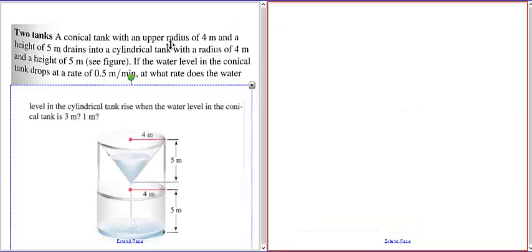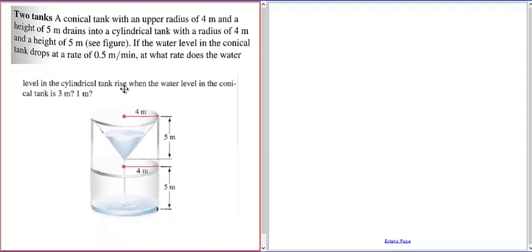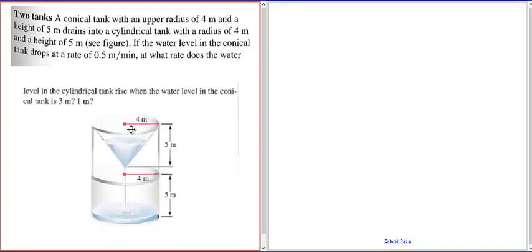The next one says we have a conical tank with an upper radius of 4 meters and a height of 5 meters. So that's this one right here. It drains into a cylindrical tank with a radius of 4 meters and a height of 5 meters. If the water level in the conical tank drops at a rate of 0.5 meters per minute, so that's the height here, at what rate does the water level in the cylindrical tank rise when the water level in the conical tank is 3 meters and then 1 meter?